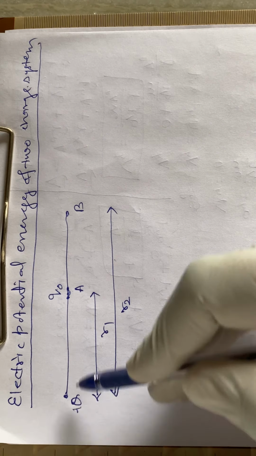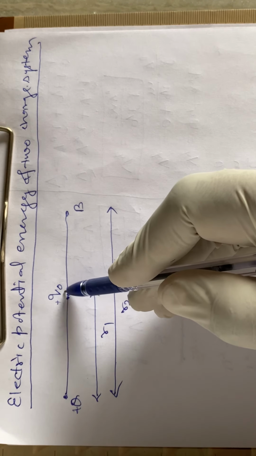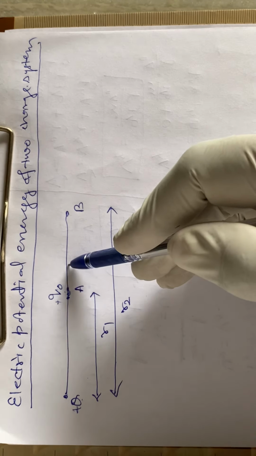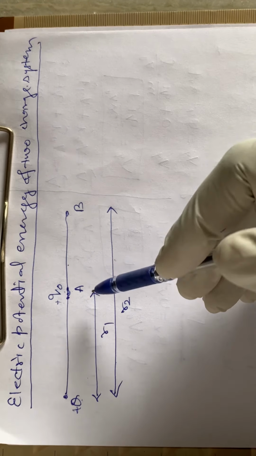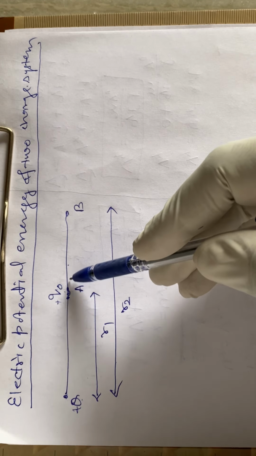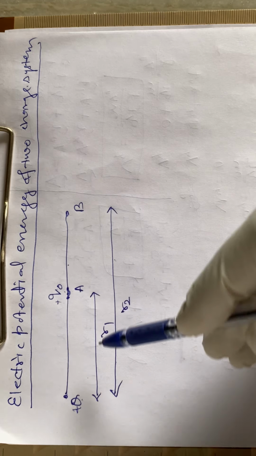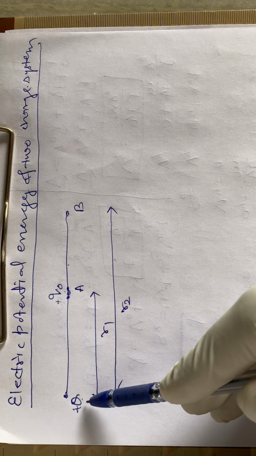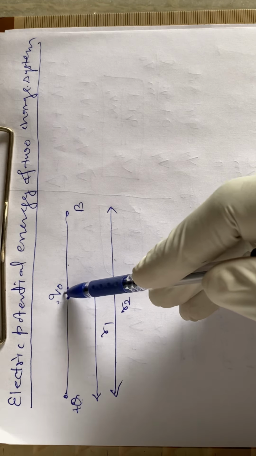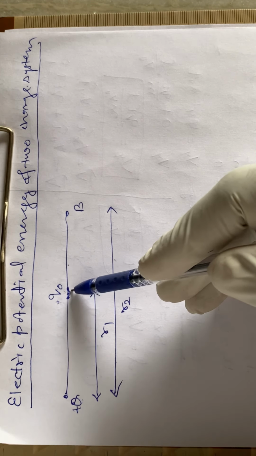As we know, if both are positive, the force acting on Q naught because of charge Q will be in this way. Because of that electric force, Q naught will move away from point A to point B. That means the electric force created by the charge Q is doing work in moving the charge Q naught from point A away.